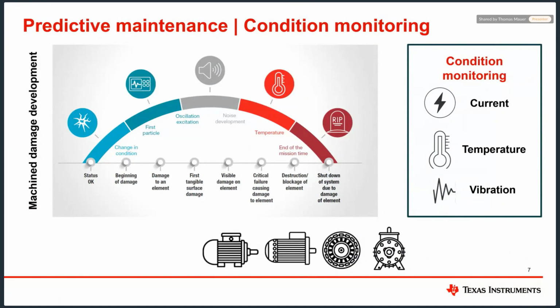Now let's look, for example, at this vibration item. First of all, the machinery works well, and at some point in time, there is a change in the condition, which is shown here as the beginning of the damage. It could be that some gear gets a small damage, and there's a first particle now in the system which can cause more damage. And here we have then this damage to an element. At some point in time, you hear then an oscillation.